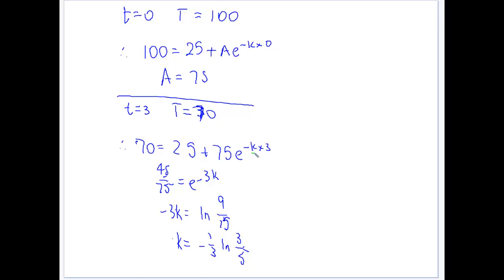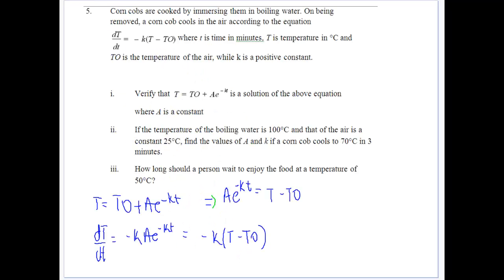So we can do that substitution. We've got an equation with just k to find. So 70 degrees, the surrounding temperature was 25, and we got the 75 there, so we subtract 25, divide by 75, we get e to the minus 3k. By definition of a log, minus 3k is equal to the natural log of 45 on 75, or k is minus 1/3 of the natural log of 3 on 5. So there's our values of A and k.